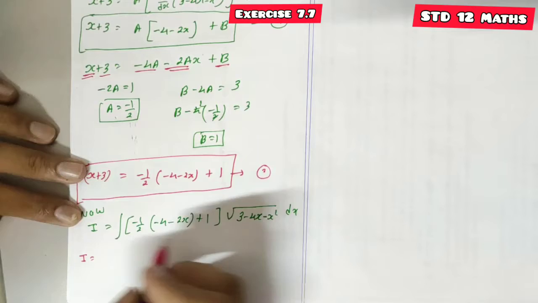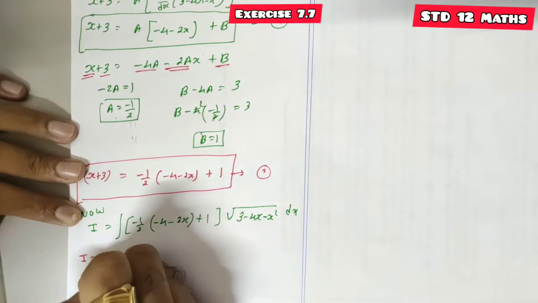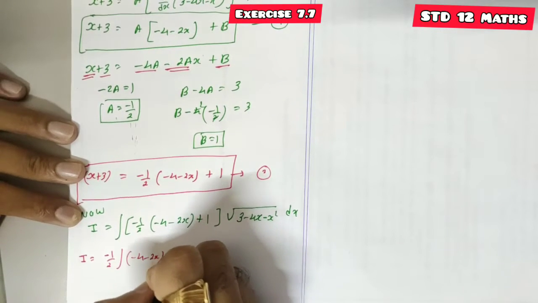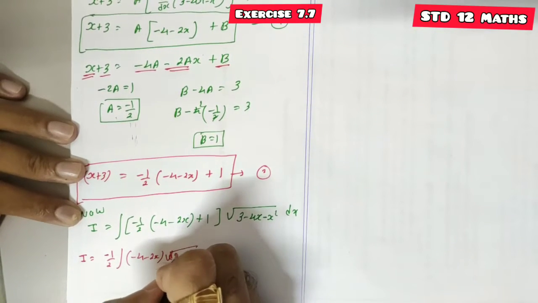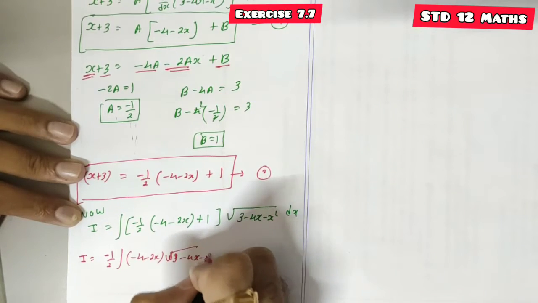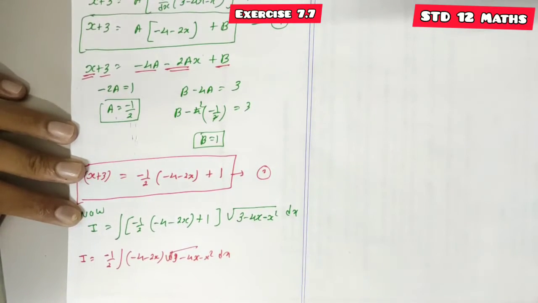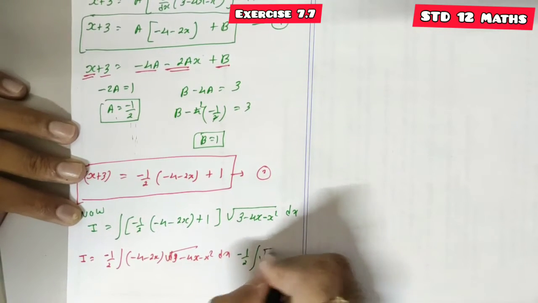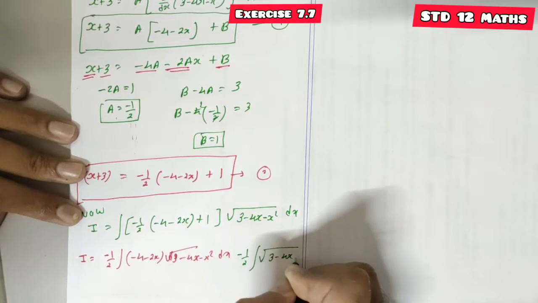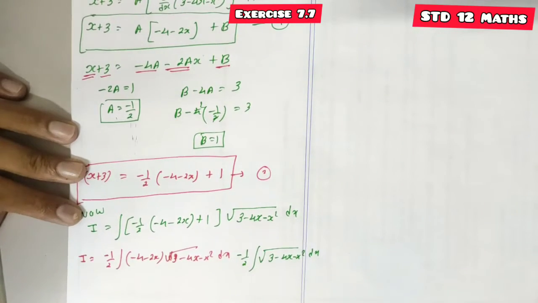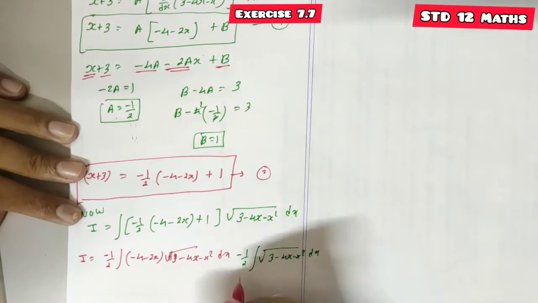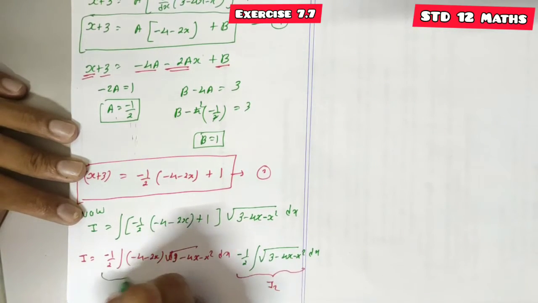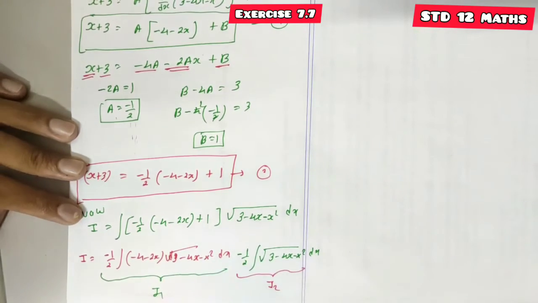और I is, दोनों को सेपरेट करके लिखे तो क्या होगा, minus 1 by 2 integration of minus 4 minus 2x into square root of 3 minus 4x minus x square dx, minus 1 by 2 integration of this 3 minus 4x minus x square dx. Done. So now this is our integration I2 and this one is our integration I1.